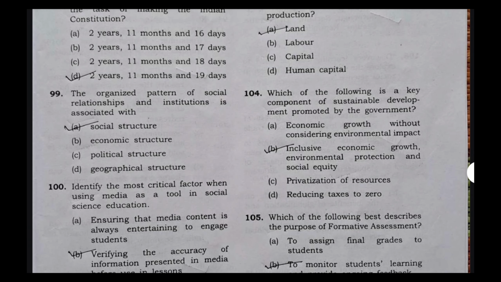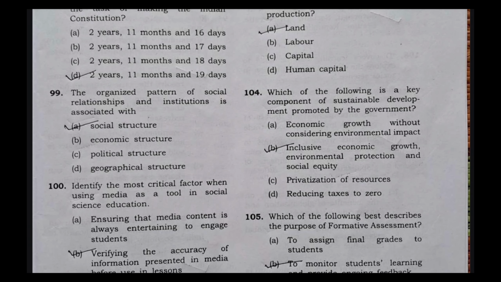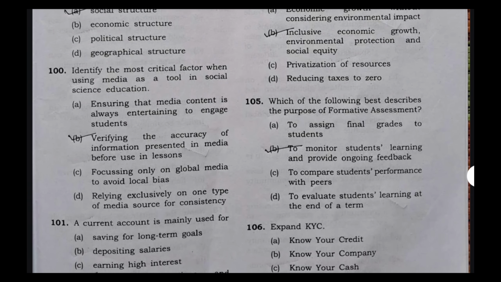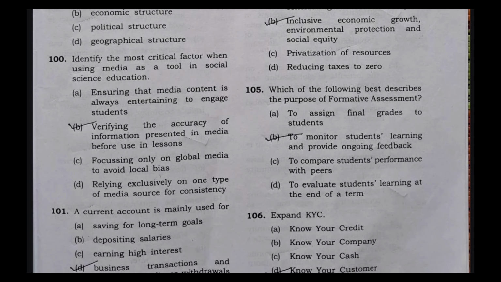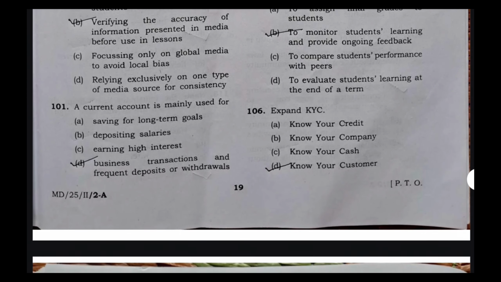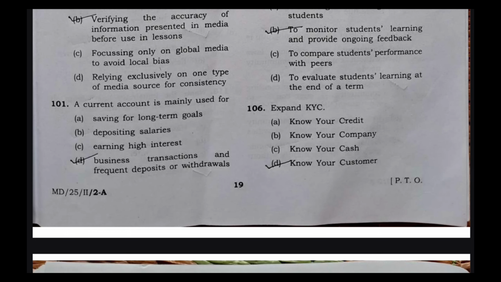104. Which of the following is the key component of sustainable development promoted by the government? The answer is option B, inclusive economic growth, environmental protection, and social equity. Number 105. Which of the following best describes the purpose of formative assessment? The answer is option B, to monitor students' learning and provide ongoing feedback. 106. Expand KYC. We know that, to know your customers.